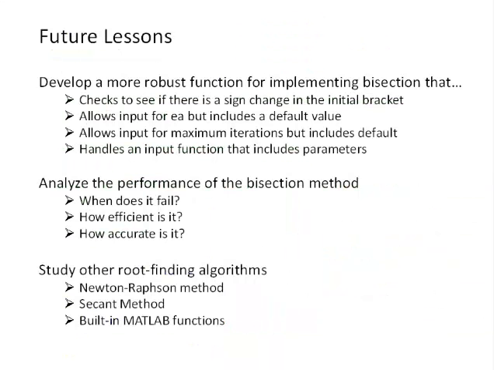Before we get to that video, I want to talk a little bit about where we go from here. So, future directions for root problems in particular. One, we want to develop some more programming skills and make this into a more robust function for implementing the bisection method. We want to do a few things. One, we want to make sure that there is, in fact, a sign change in that initial bracket. Because if not, then there's no root and the bisection method can't work.